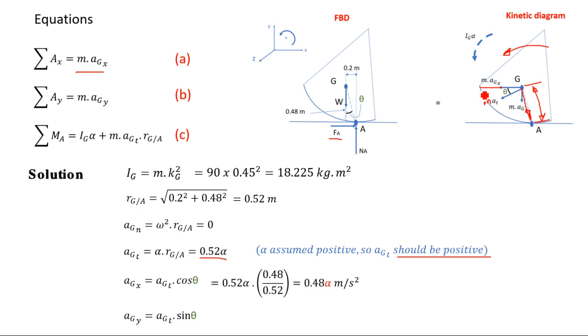So for the first one, the x direction is going to be equal to 0.48 alpha meter per second squared. And for the y direction, it's going to be 0.2 alpha meter per second squared. Okay, now we've prepared all the ingredients and we're ready to apply the equations A, B, and C to find the unknowns, and then we can solve for everything.